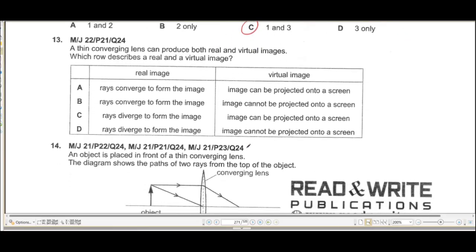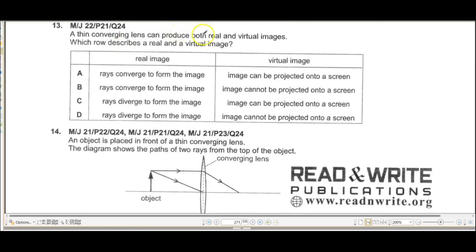Okay? Question number 13. A thin converging lens can produce both real and virtual images. This is correct. Which row describes a real and a virtual image? Real image, rays converge to form a real image. Virtual image can be projected onto a screen? No. Real images can be projected on a screen and virtual images cannot be projected on a screen. This is the one point that distinguishes them. So B, rays converge to form the image. This is correct, but images cannot be projected onto a screen. This is also correct. So I think B is going to be our correct option.